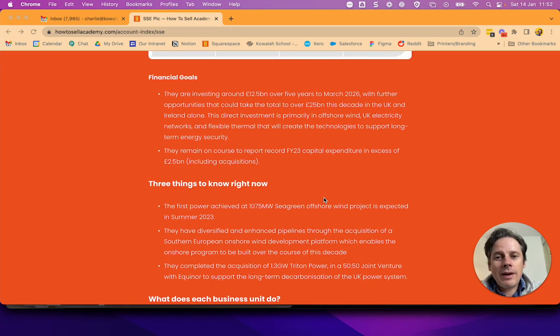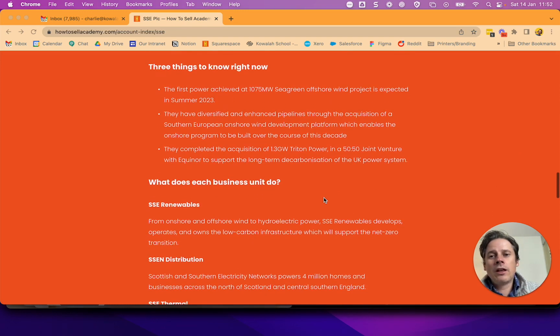You can find out about their strategic financial goals, where they're investing their money and how they expect to see that return for their investors. Three important things to know right now so that you can align your prospecting with what is top of mind for them: opening up new offshore projects, acquisitions that have been made, or divestments or diversification that is going on through their business.